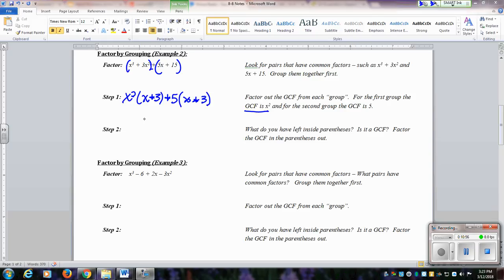Okay. So now looking at this, this looks similar to what we did up above in our examples. We have a common factor of x plus 3 and x plus 3 that I can factor out. So that's my last step, I'm going to pull that x plus 3 out front here. And it's going to leave me with x squared plus 5.